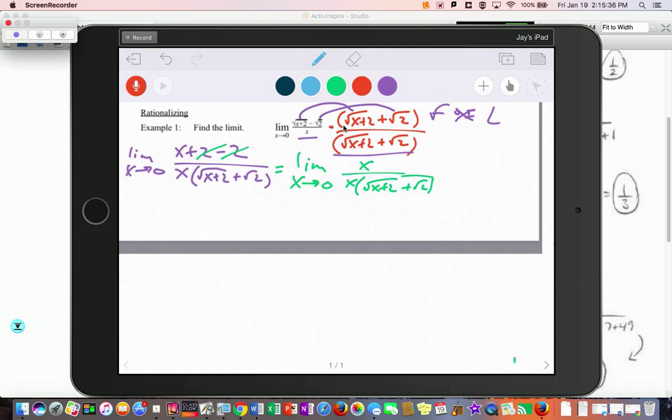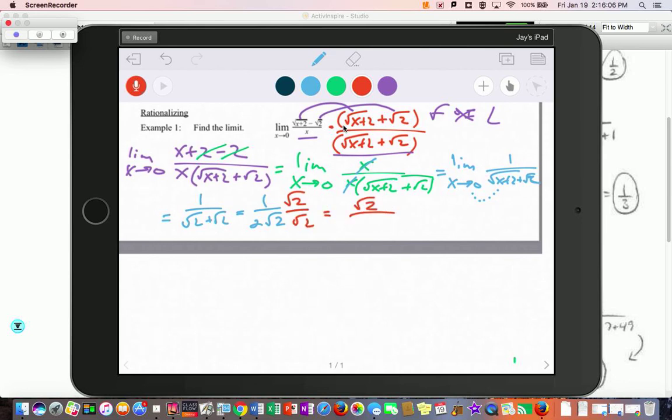And now the x's will go away, and we still have the 1 on top. That's a 2. And now when I put the 0 in, I finally am ready to simplify, and it's 1 over the square root of 2 plus the square root of 2. So that means I have 2 root 2's, and we don't want the radical on the bottom, so that's the square root of 2 all over. Square root of 2 times square root of 2 is 2 times 2 is 4. Final answer.